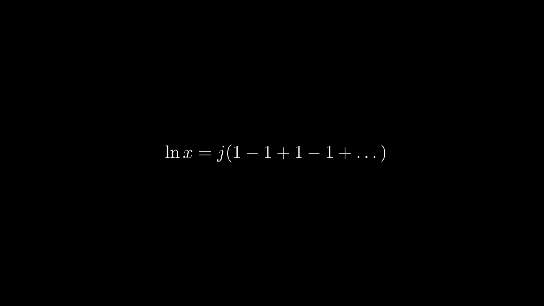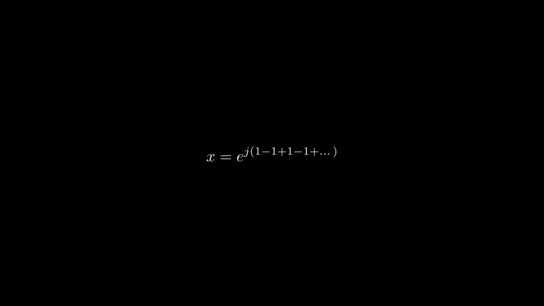Recognize this pattern? It's the infamous alternating series, 1 minus 1 plus 1 minus 1 plus 1 minus 1, continuing forever. Now let's take the antilogarithm of both sides. Chapter 3, taking the exponential. Exponentiating both sides with base e, we get e raised to the power of the natural logarithm of x equals e raised to the power of j times, in parentheses, 1 minus 1 plus 1 minus 1, continuing indefinitely. Since e raised to the power of the natural logarithm of x simplifies to x, we get x equals e raised to the power of j times, in parentheses, 1 minus 1 plus 1 minus 1, continuing indefinitely.